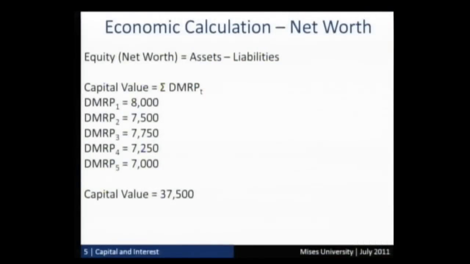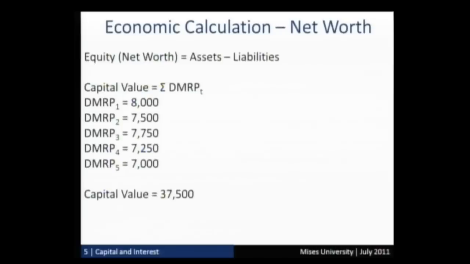Therefore, when he buys it, as he uses it over time, he'll earn the rate of interest, because he paid the discounted marginal revenue product, and he's going to earn the marginal revenue product in production. So this is the sum of the discounted marginal revenue products over time. Let's say we have this capital good and it generates 5 years of marginal revenue product discounted at these values. Then what the entrepreneur would be willing to pay today to buy this capital good is $37,500, the sum of these marginal revenue products discounted.